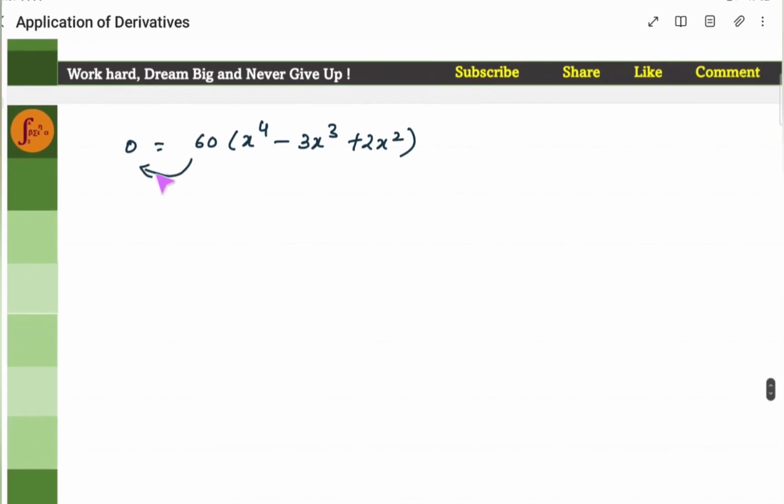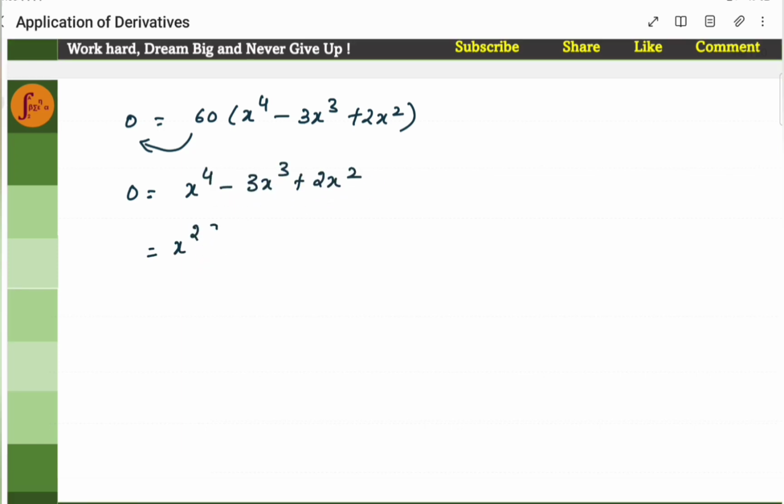So when I transfer 60 here, it's going to be 0 only. So I'll get 0 is equal to this entire expression. I'll take x square as common. I'll get x square times x square minus 3x plus 2. So this is a quadratic equation. I can find the factors.